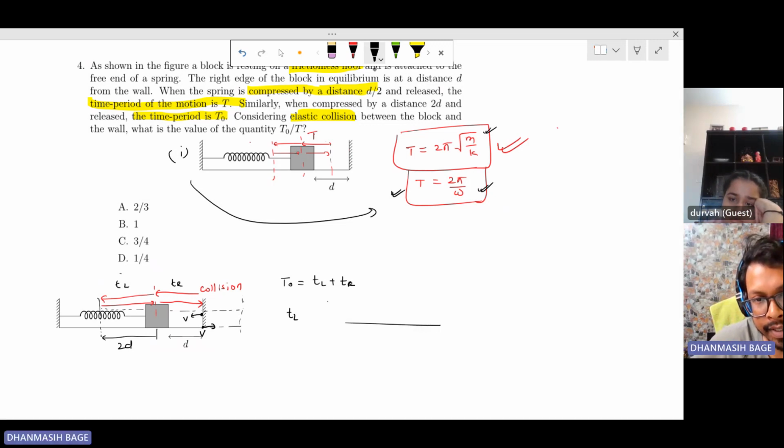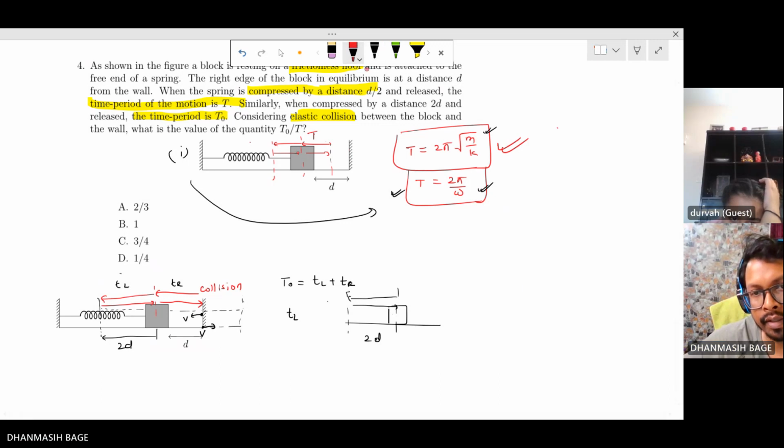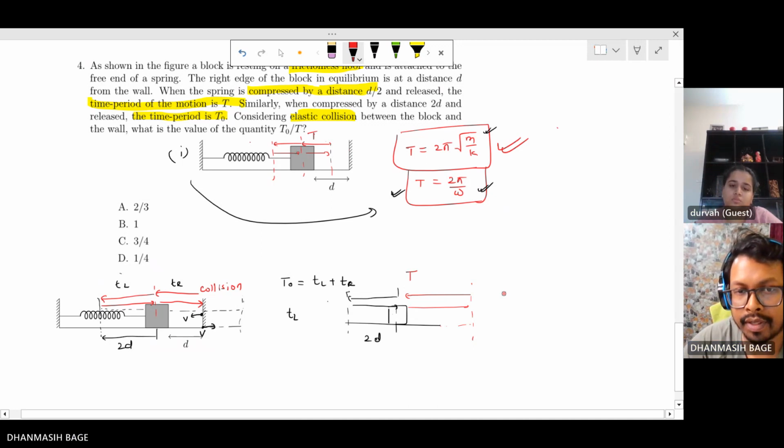This is the spring here. It goes in this direction, 2D distance, and then comes back to the same position, right? Just imagine that there is no wall for this kind of motion. Then it will go here and then again come back to this thing, right? So the motion in this case, just consider only the half motion. If the total time period is T, right? So in this case, what will happen?